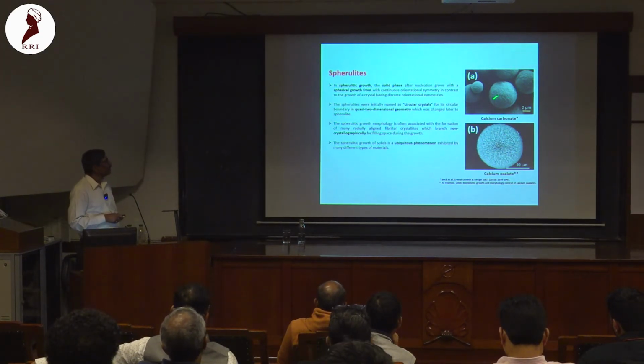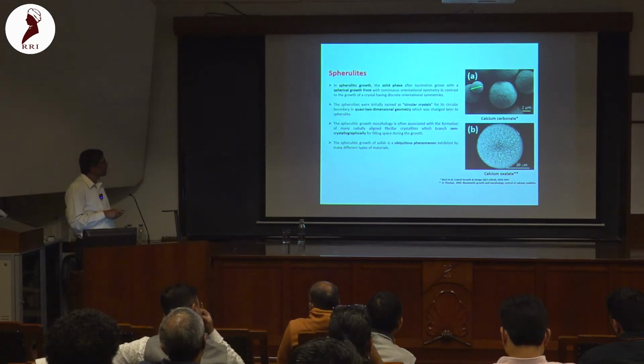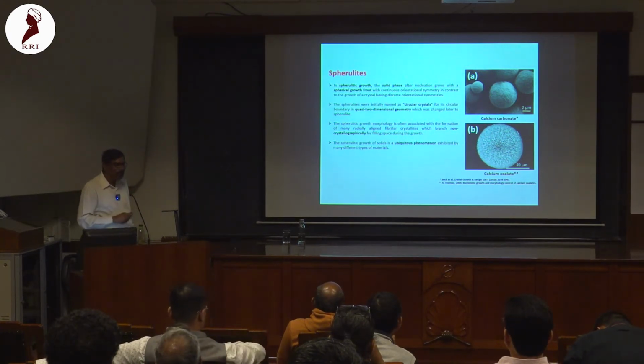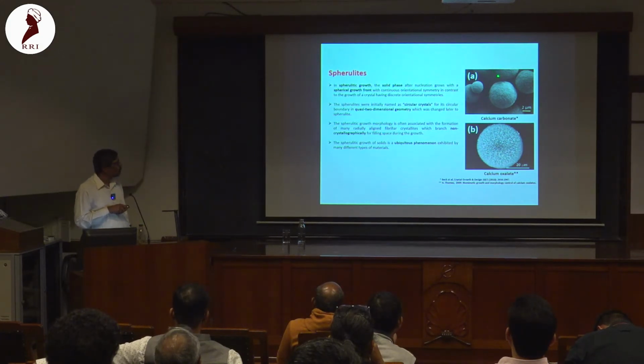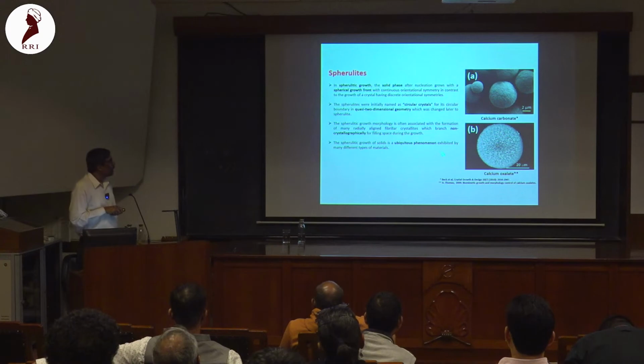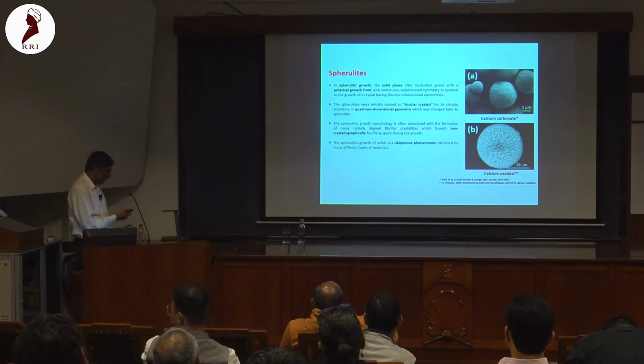So the question is, this is the so-called spherulitic growth. Though not expected, there are many compounds found in the literature which show this kind of growth. And why this type of growth is happening, the microscopic origin of this is still not known. But people are able to do experiments and try to see what happens here.